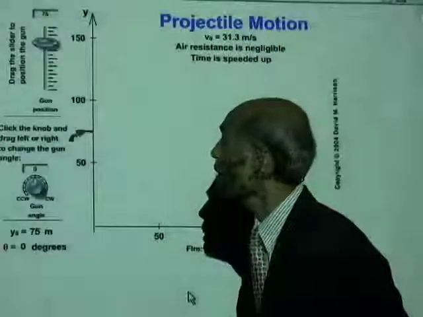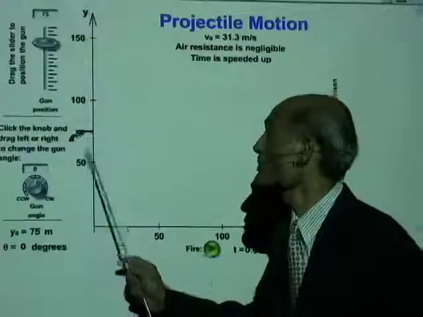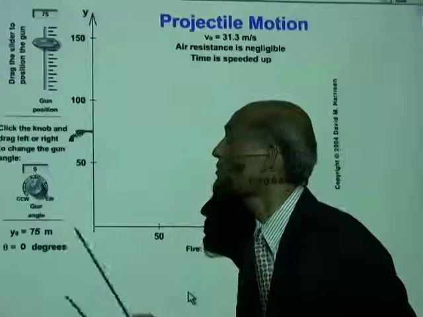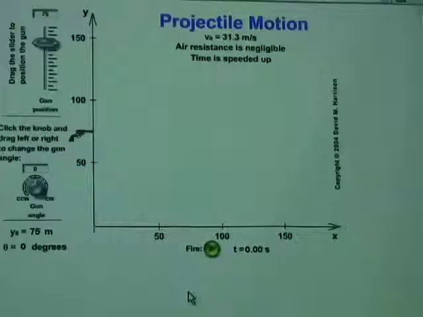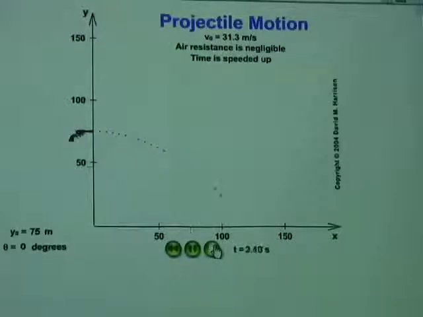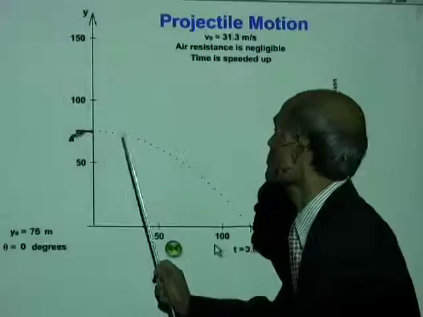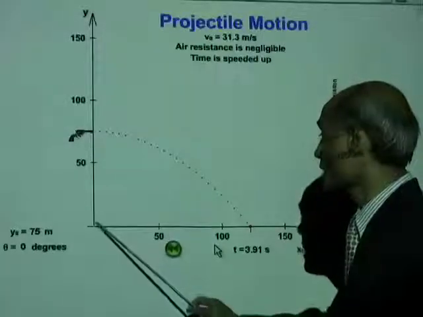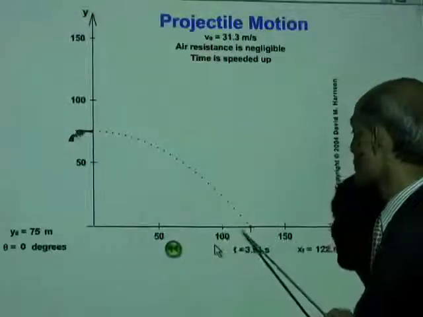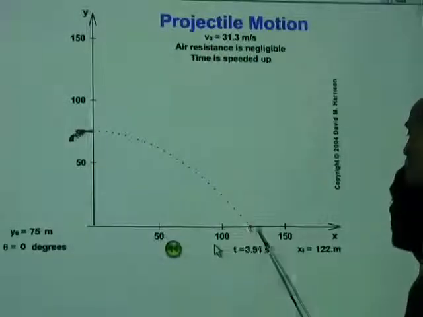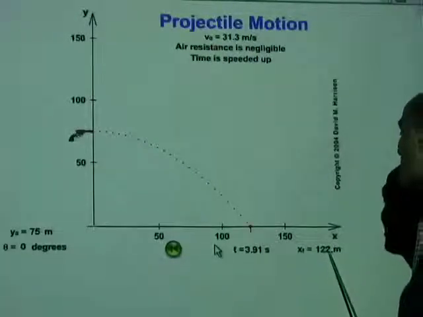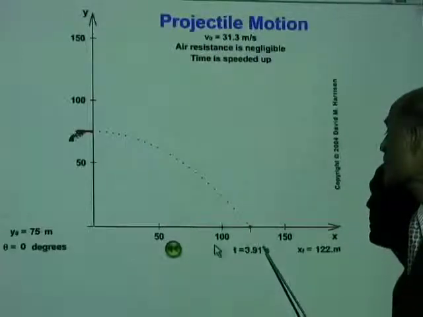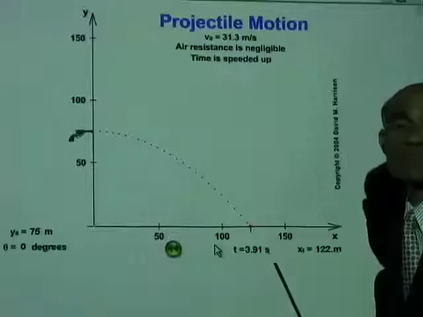Alright, let's first of all look at the case of a horizontal projectile where the angle is 0. Now the angle is 0. Let's run it. There you are. Now you can see the projectile was projected horizontally. It moved horizontally as well as vertically, and the horizontal distance traveled is, it is given here, 122 meters, and the time taken is 3.91 seconds.